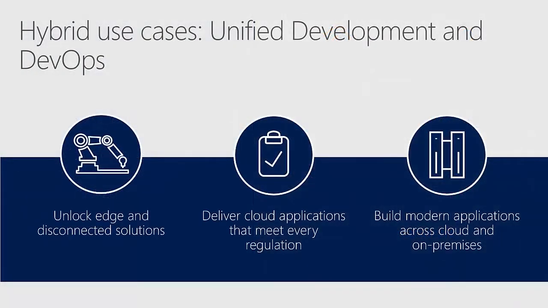So you've got this unified development in DevOps, but what if your environment isn't always connected. And so the edge and disconnected solutions are one area where organizations can deploy a cloud platform, Azure Stack, and if they've got intermittent connectivity to connect back up to Azure, or there's even no connectivity, they can still get the benefits of a cloud platform in that disconnected or edge state. And then deliver cloud applications that meet every regulation. And that's really the ability to create cloud applications and then deploy them anywhere in the world.